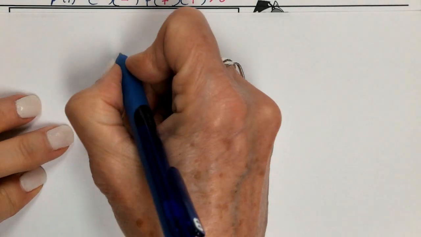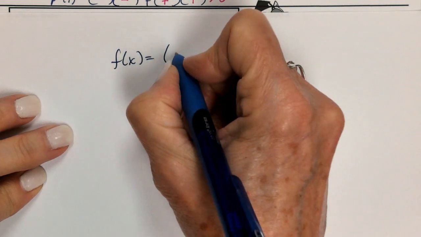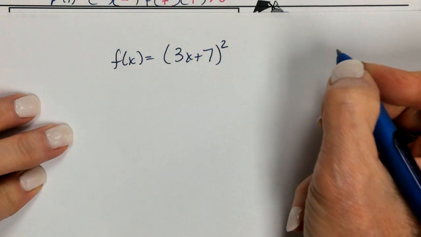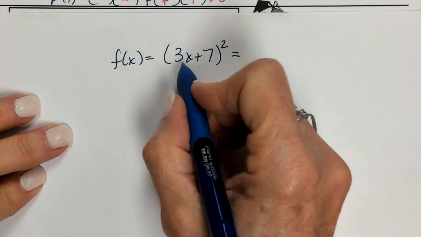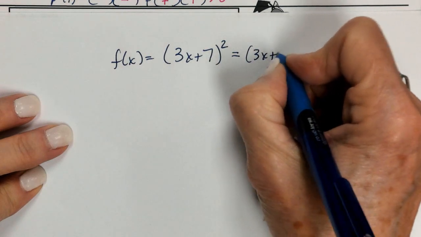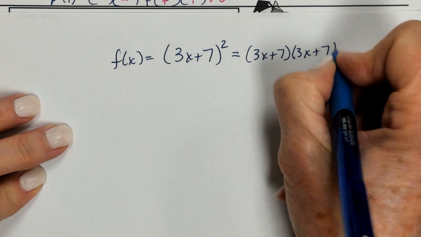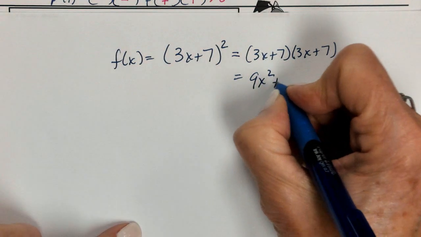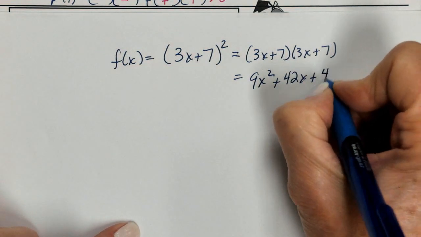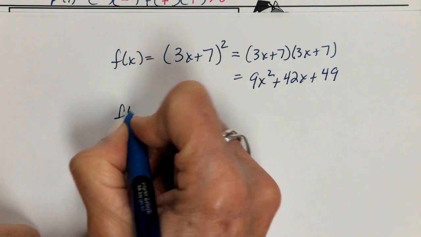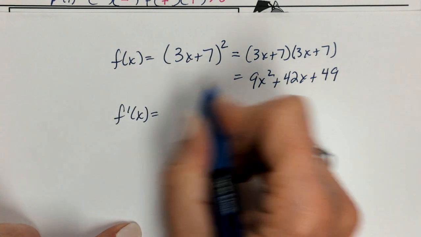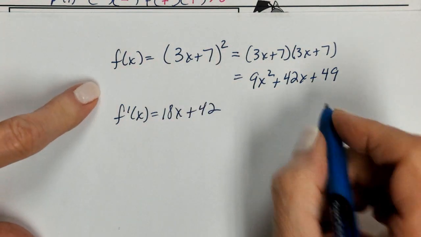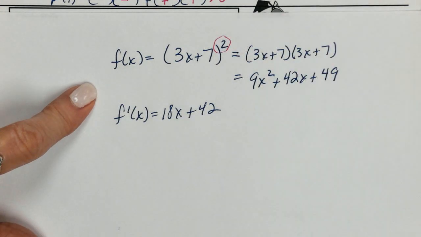So if I had f of x is equal to (3x plus 7) squared, and I want f prime of x, well, the first thing I would do is to square this binomial. If you square this binomial, you get 9x squared plus 21x plus 21x, so that's 42x, plus 7 times 7, 49. And then I would take its derivative using the power rule, so 18x plus 42. So that works great if you're squaring a binomial.